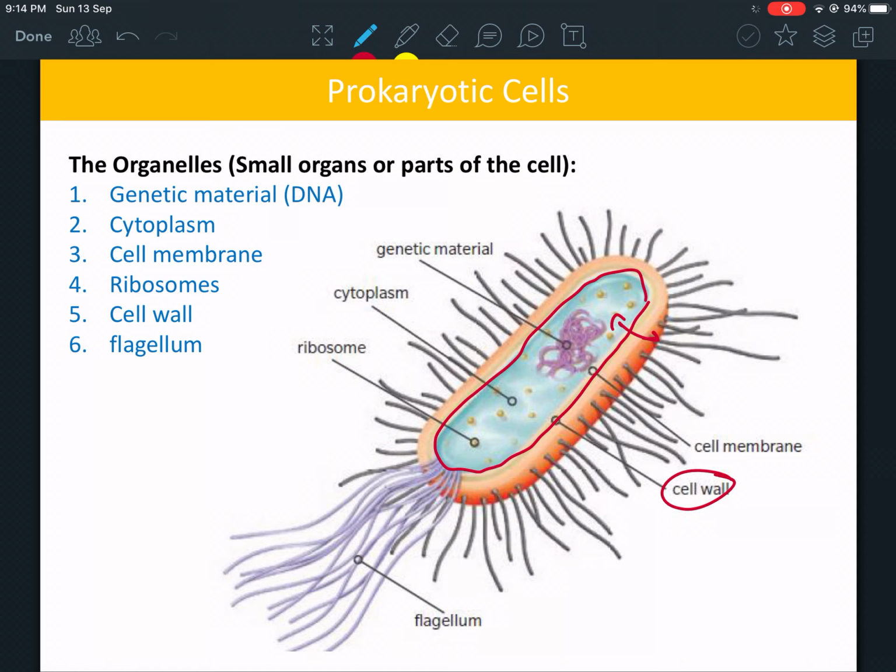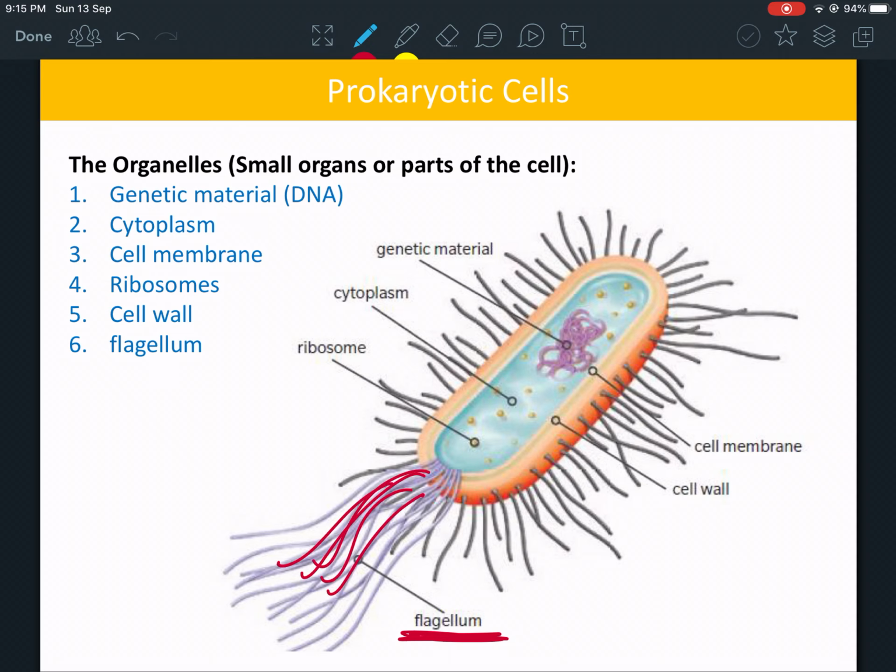Cell wall would be this. This is the cell wall. This is the cell membrane, that small yellow one. Cell wall is this one. It's all this. I mean, cell membrane is inside the cell wall. Okay. Cell membrane is inside. Cell wall is outside. Okay. So cell membrane and then cell wall. And then the last one is flagellum. Flagellum. Say it. Flagellum. These hair-like structures are called flagellum. They help the cell move.